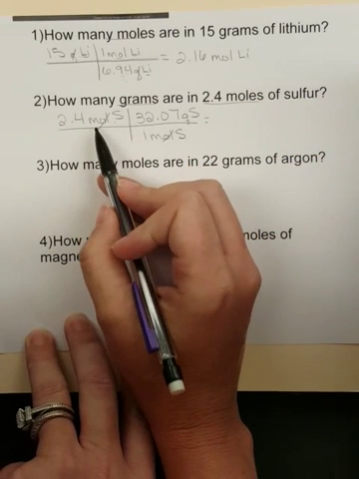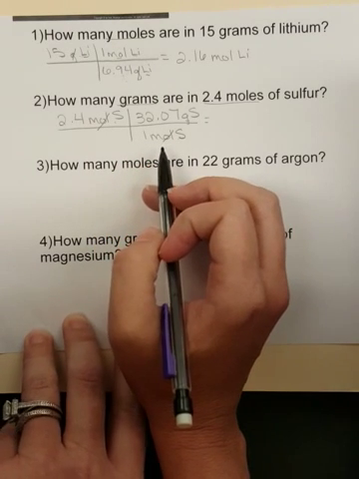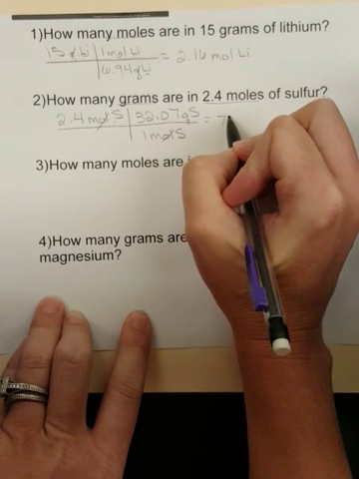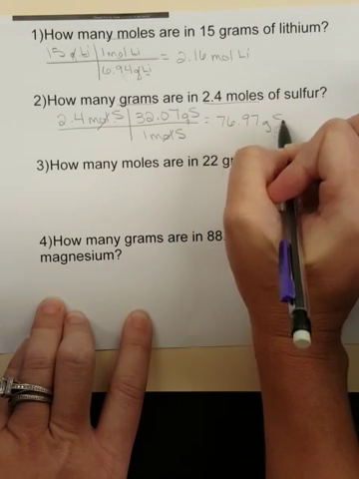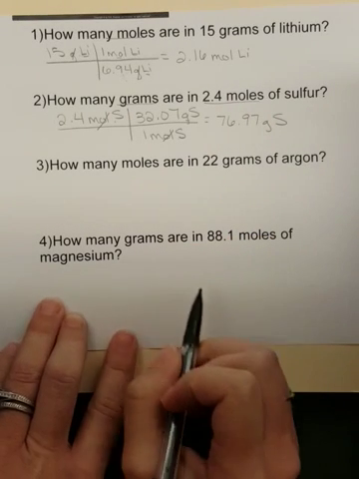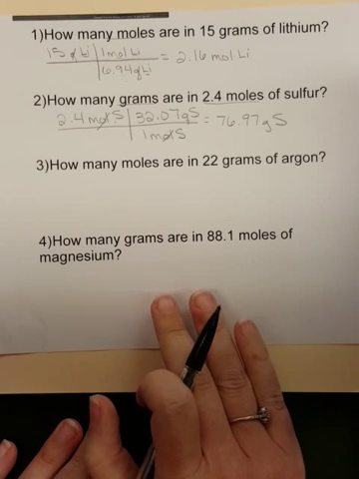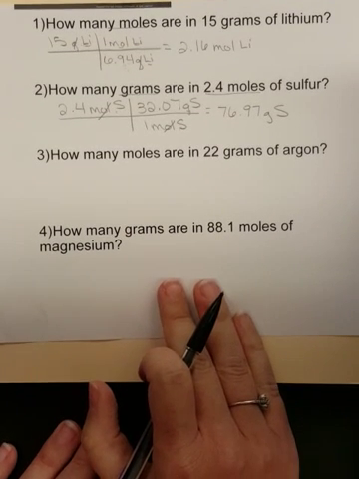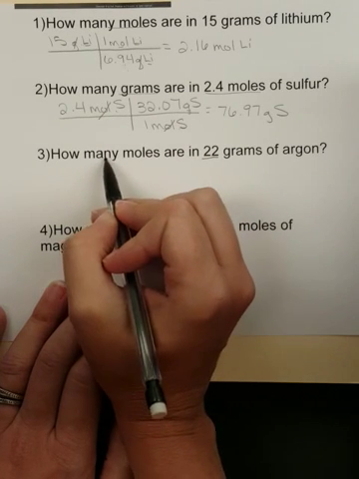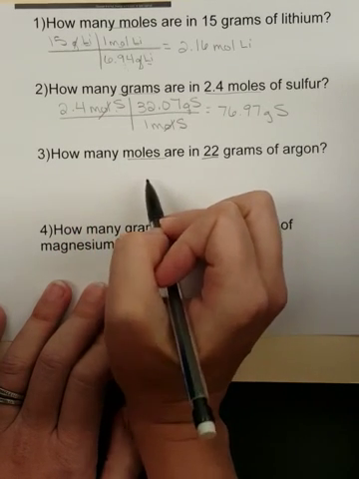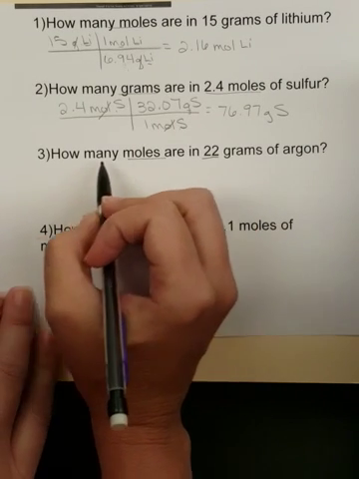So in my calculator, I'm going to put in 2.4 times 32.07 divided by 1. You should get 76.97 grams of sulfur. All right, number 3. How many moles are in 22 grams of argon? We're going to do the same thing. We're going to start with the number that they give us in the problem. It asks for moles, so we know to stop when the unit of moles is in our last box.